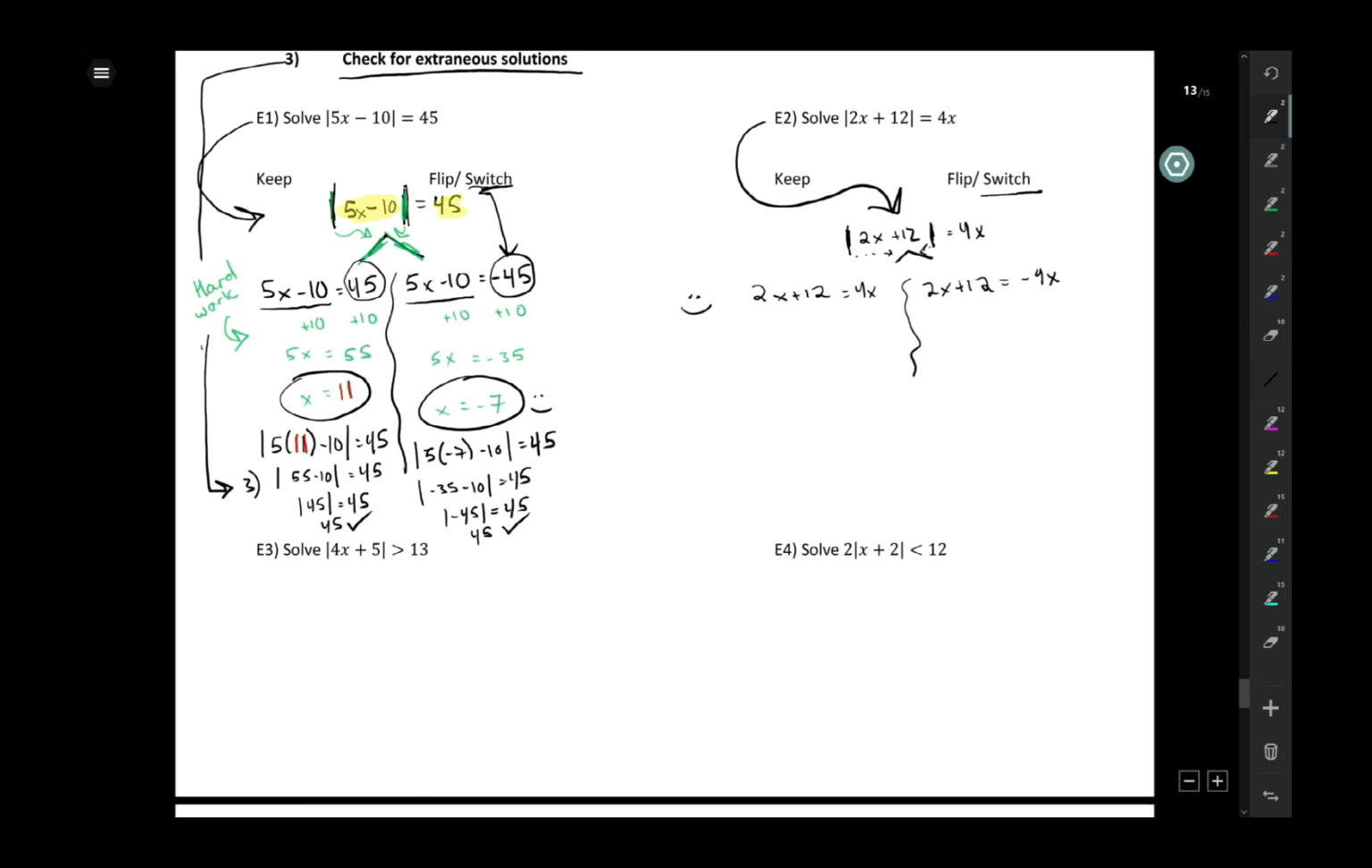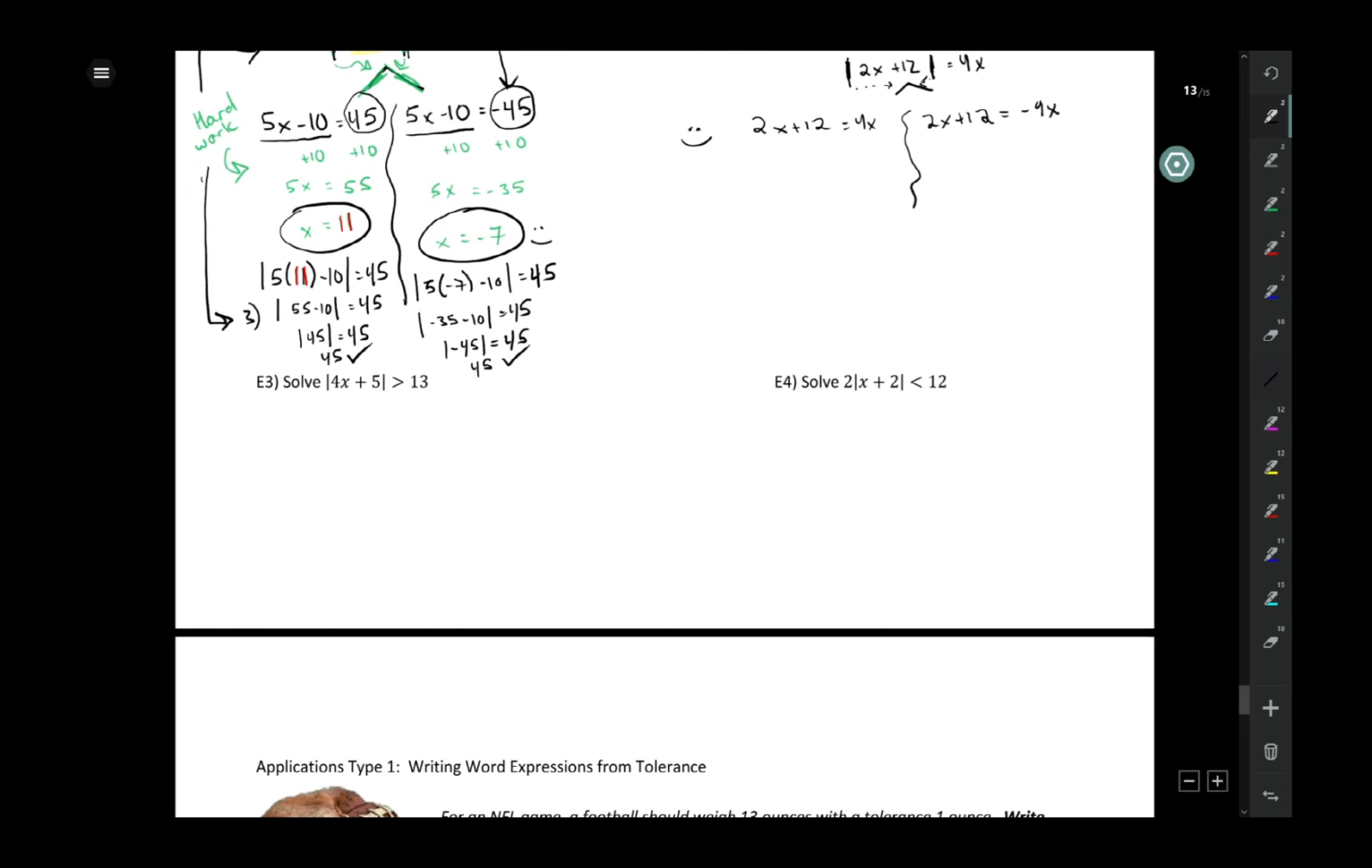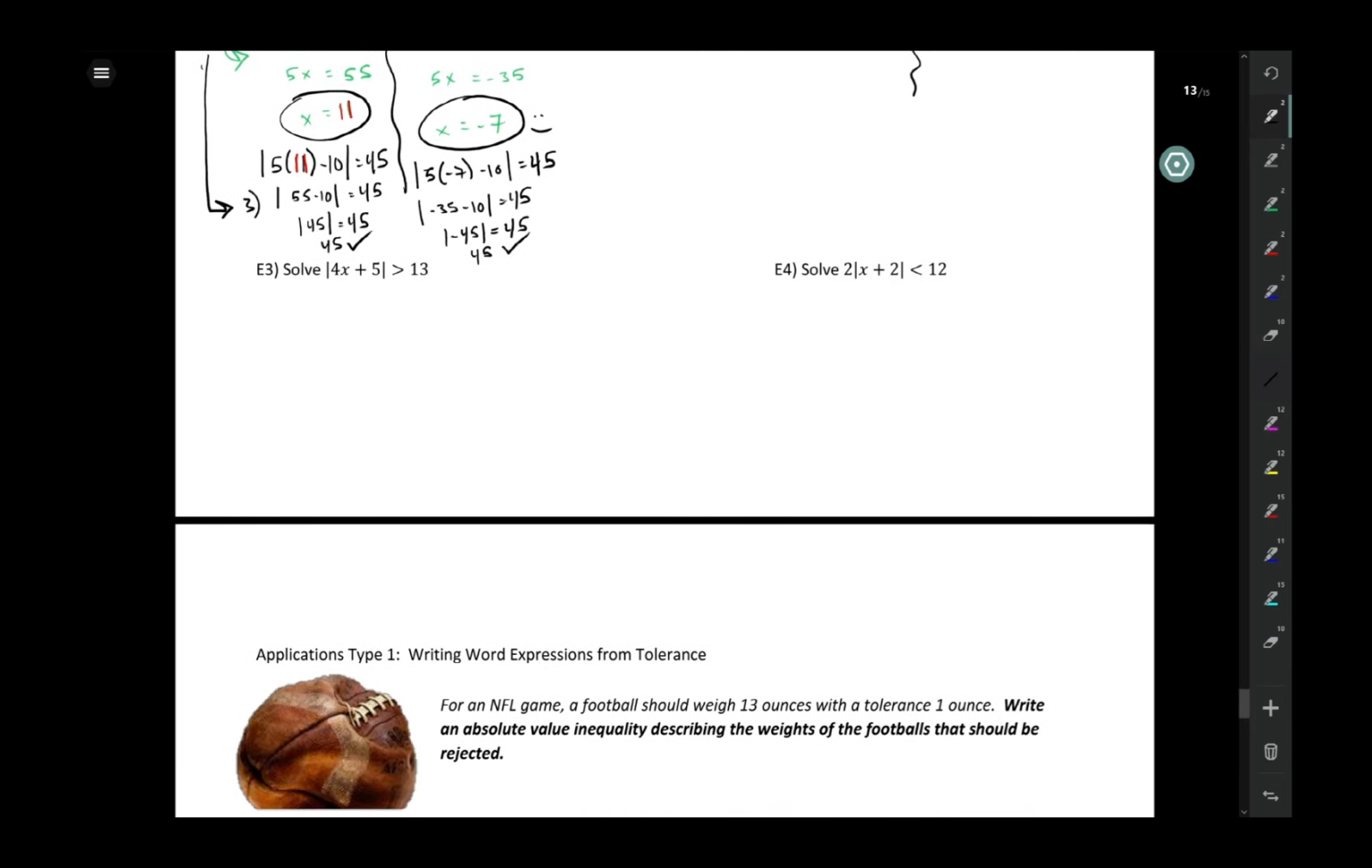Okay, lastly here, solve the absolute value of 4x plus 5 is greater than 13. Here's where it gets a little trickier because of an inequality, but really it's not much different. Again, you see absolute value, you're thinking I need to split it into two problems. Now for inequalities, you need to do a flip and a switch. Flip switch. Okay, it's like a skateboard trick.